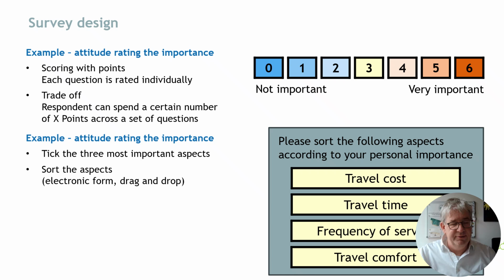Another example is about the ratings, so that you have the scorings as I said before, and you have points that you can spend, for example, a different number. If you have 30 points on 10 questions, then the respondents need to balance these scores on the different statements according to their importance. Or as I said, you can also have different aspects like you see in the lower picture, and either you can drag and drop and sort this by importance, or tick the 2 most important aspects, for example.